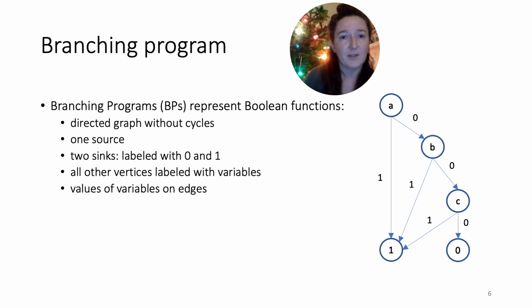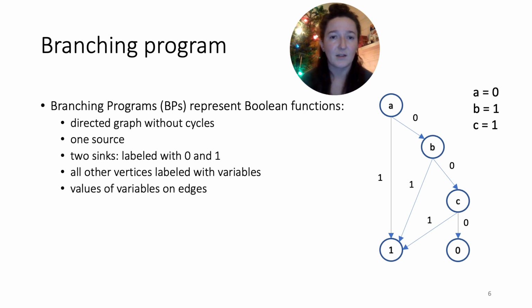To compute the value of the function on an input, for instance, if we have the substitution a equals 0, b equals 1, c equals 1, we start at the source of the branching program and look at its label. It's labeled by a, and the value of a in the substitution equals 0, so we use the 0-edge. We get to a new node labeled by variable b. The value of b in the substitution is 1, so we use the 1-edge, and we get to a sink, and the label of the sink is exactly the value of this function on this substitution.